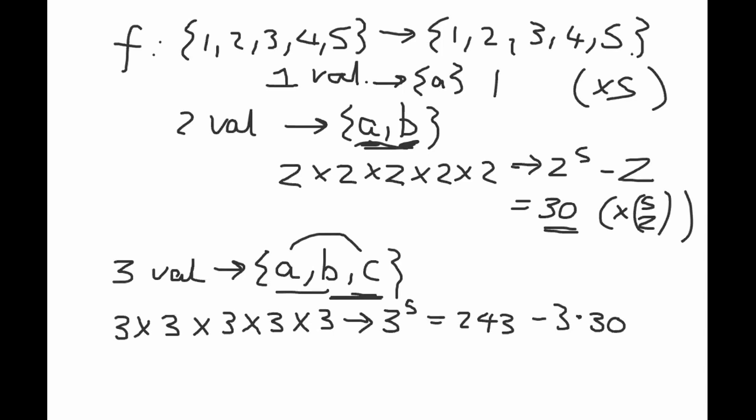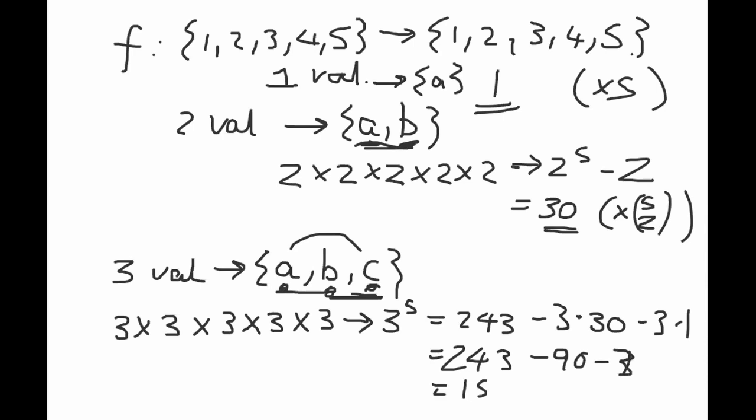So now we've subtracted the cases where we use exactly 2 values. All that's left is to subtract the cases where we use exactly 1 value. So there's going to be 1 case where we only use A, 1 case where we only use B, and 1 case where we only use C, because we saw that the answer was 1 there. So that's minus 3 times 1. So this is going to be 243 minus 90 minus 3, which is going to be 150.